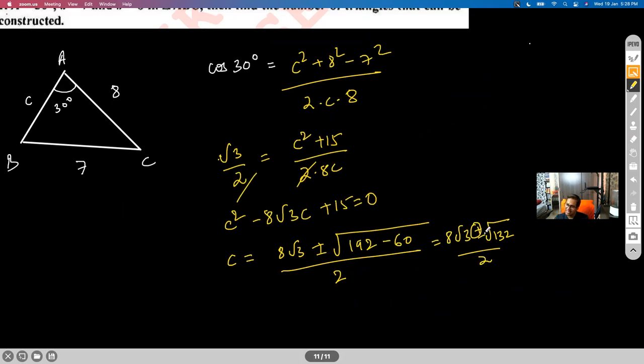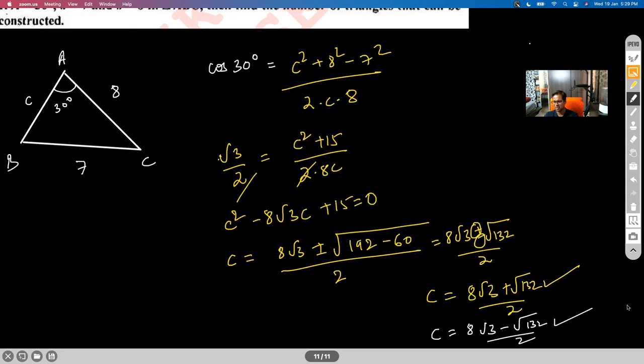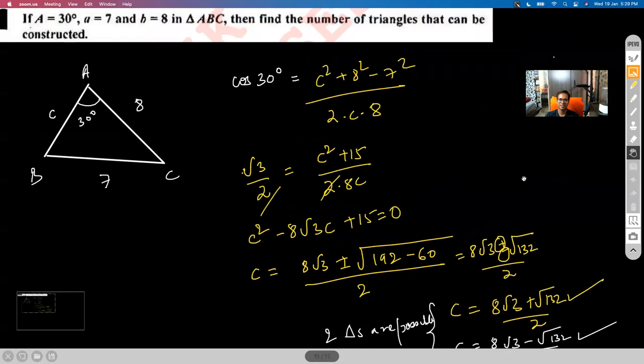Now please understand here that even if you take a plus, you'll get a positive value of c. Even if you take a negative also, you'll get a positive value of c, right? That means both plus and minus are acceptable. So this is also possible, and this is also possible, right? So two values of c are possible, and hence two triangles are possible. So here the answer is two triangles.